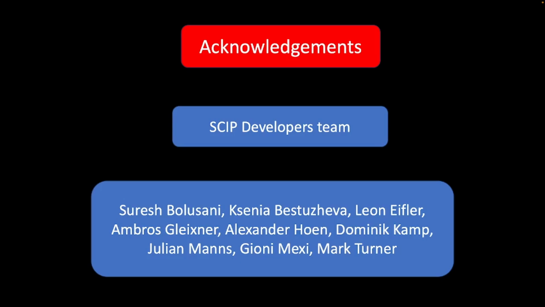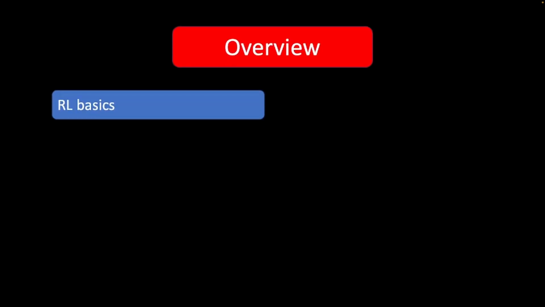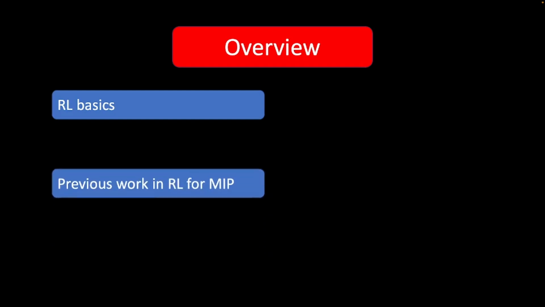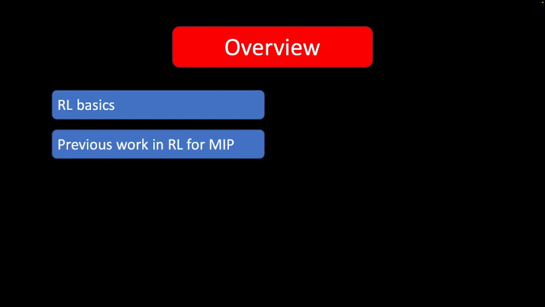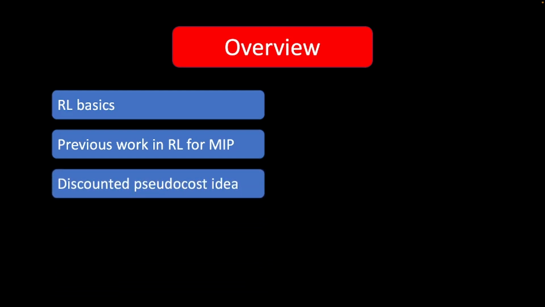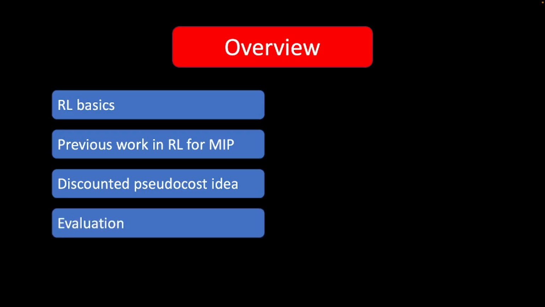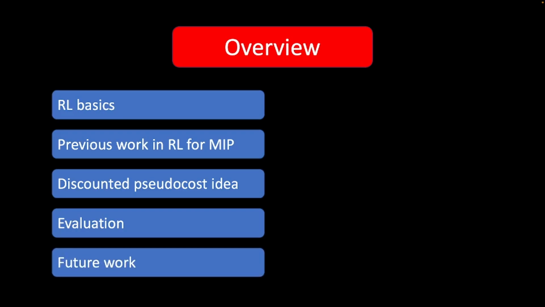Without further ado, let's start with the overview. I'm going to first talk a little bit about RL basics, reinforcement learning basics. Then we'll also discuss previous work in reinforcement learning for MIP. Specifically, we'll only focus on branching. Then we'll talk about the main idea of my project, followed by the evaluation, how it performs on the benchmarks. And finally, we'll discuss some future work, like how to extend this idea and what all things can be done to get even better results than what we have today.